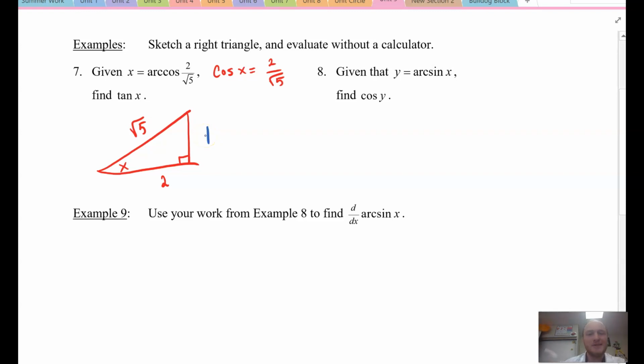Okay, so what is tan of x? Well, tangent of x is equal to opposite over adjacent. So that is 1/2. And there you have it. Very, very simple, right?